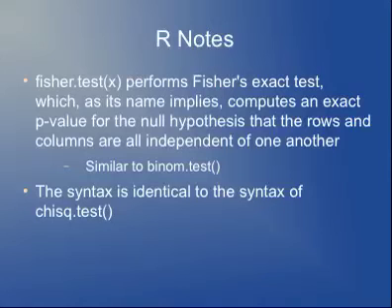And as I said, Fisher's exact test computes an exact test for the null hypothesis that the rows and columns are independent. It's the same idea as the binom.test command that we discussed last week. The syntax is exactly the same as chi-square.test: you just give it a matrix with various rows and columns, with each cell representing the count of data points in that particular cell. It'll test the null hypothesis that the rows and columns are independent.